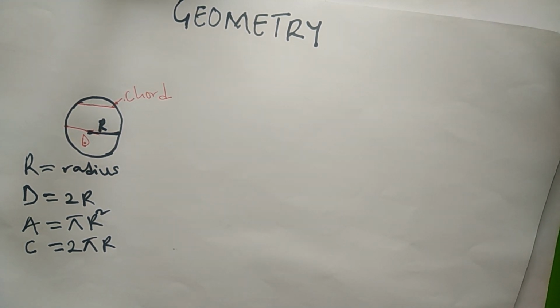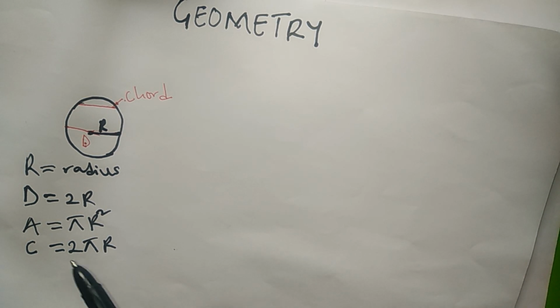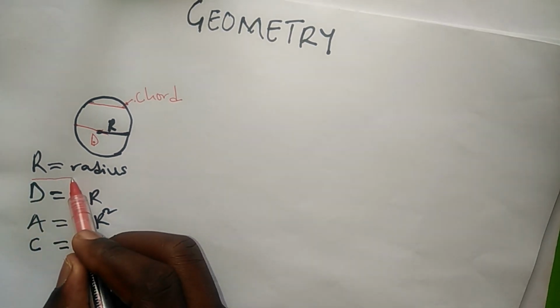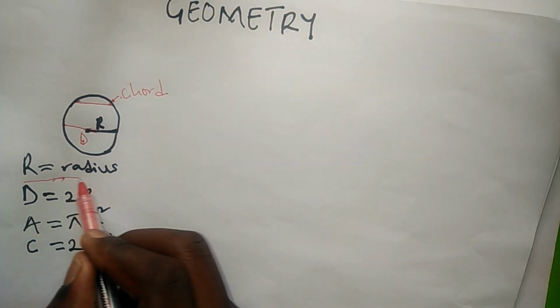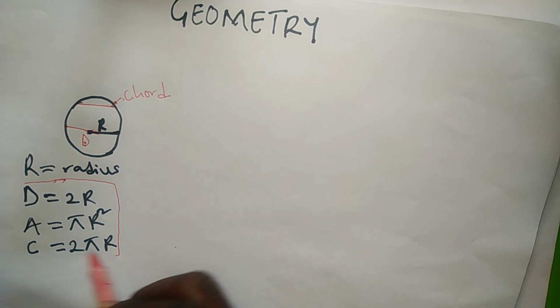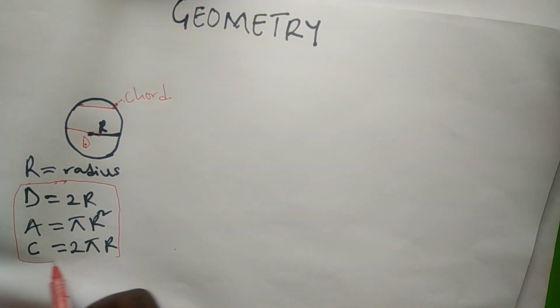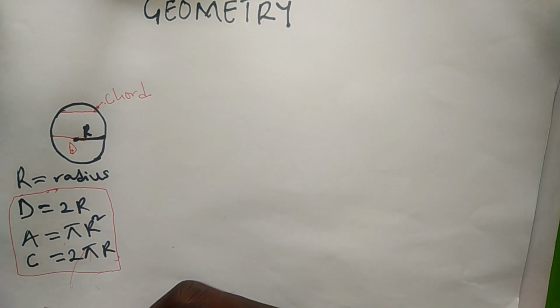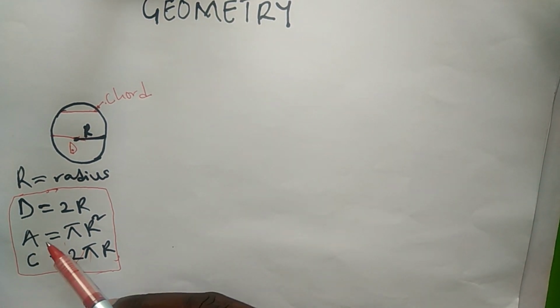Let's take another shape. These formulas are very important when you are doing geometry of a circle. You see these formulas, they are very, very important, so you pay close attention to them: the diameter of a circle, the area of a circle, and the circumference of a circle.